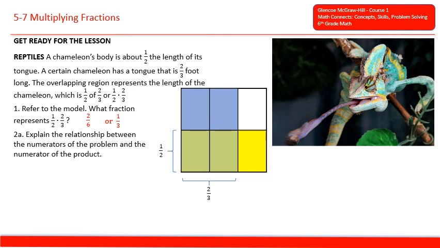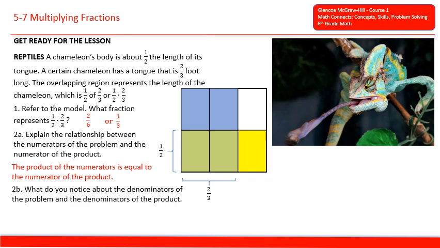Explain the relationship between the numerators of the problem and the numerator of the product. The product of the numerators is equal to the numerator of the product. It means when we multiply the numerators, we'll get the numerator of the product, or the answer.